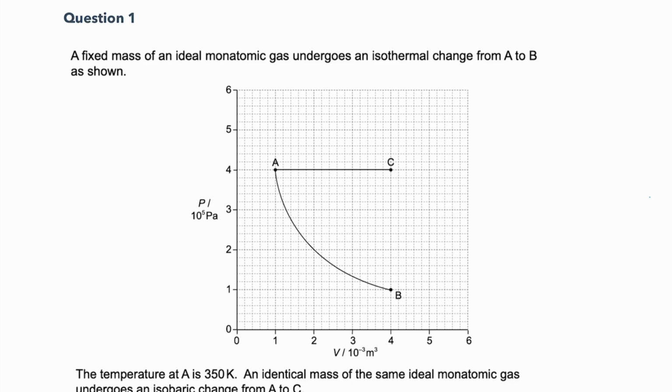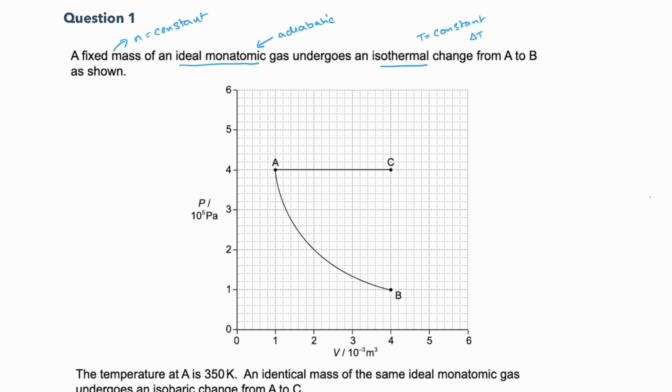Question 1. A fixed mass of an ideal monatomic gas undergoes an isothermal change from A to B as shown. Before I go to the rest of the question, a couple of things jumped out at me. Fixed mass means that n, the number of moles, is constant, as we would expect with a heat engine. Ideal and monatomic suggests we might be looking at an adiabatic change later. And it undergoes an isothermal change.